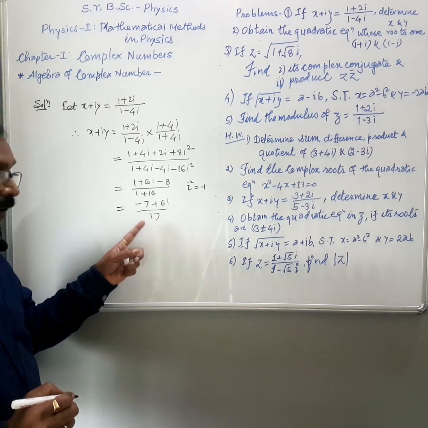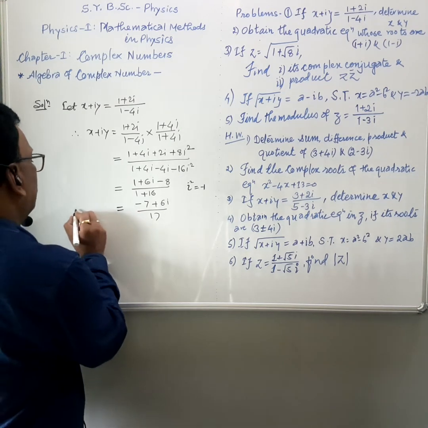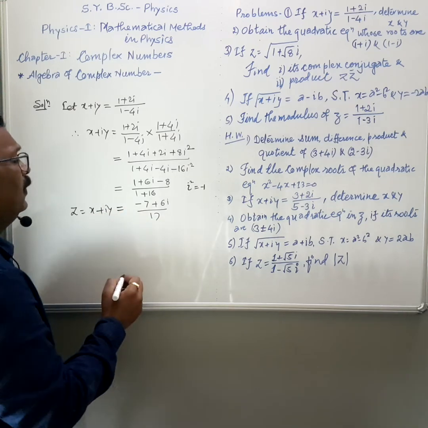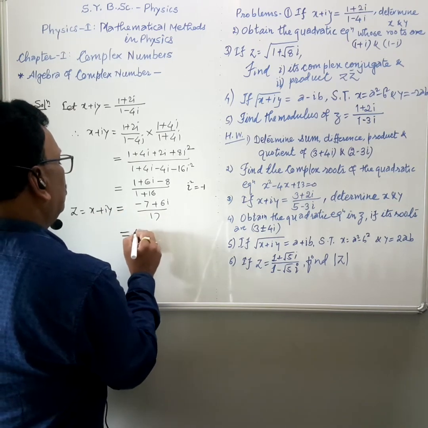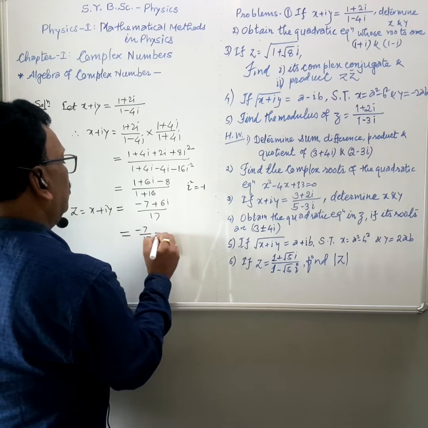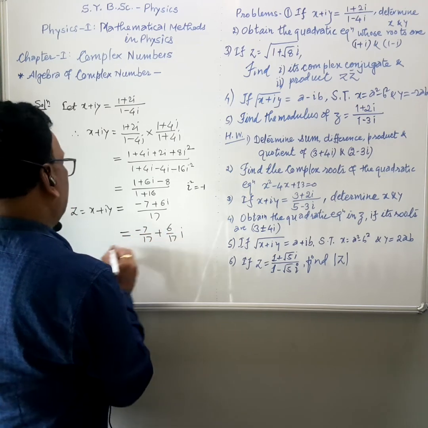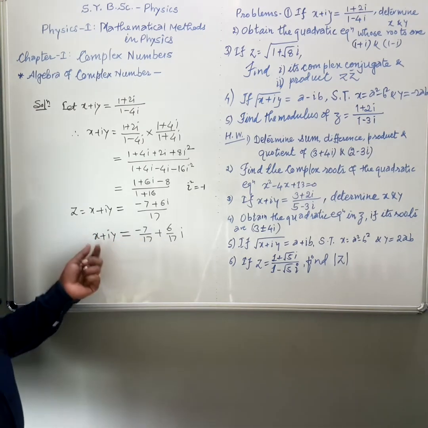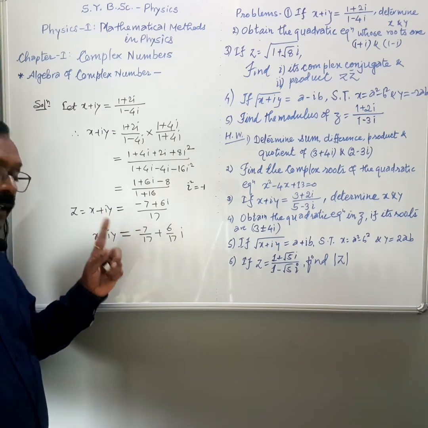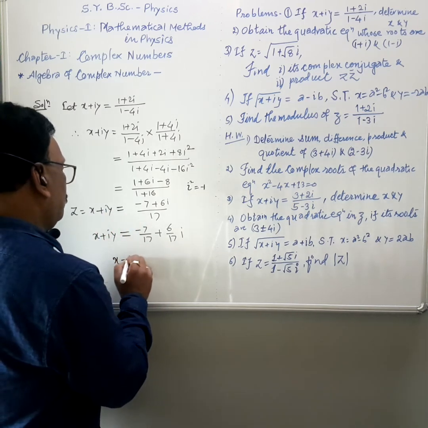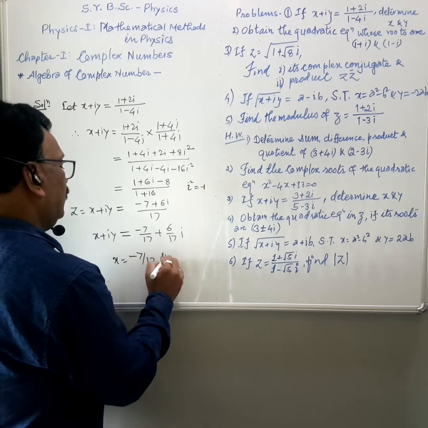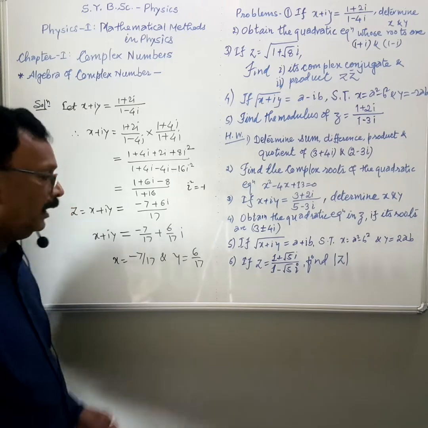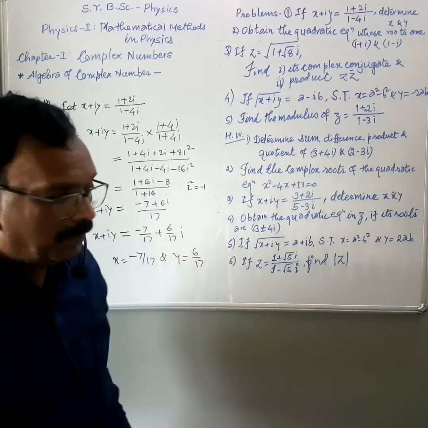Here we can separate the real and imaginary parts of this complex number z is equal to x plus iy. Then we get minus 7 by 17 plus 6 by 17 i, which is the value of x plus iy. By comparing the LHS and RHS, we get the value of x is equal to minus 7 by 17 and the value of y is 6 upon 17. And this is the required answer of this problem.